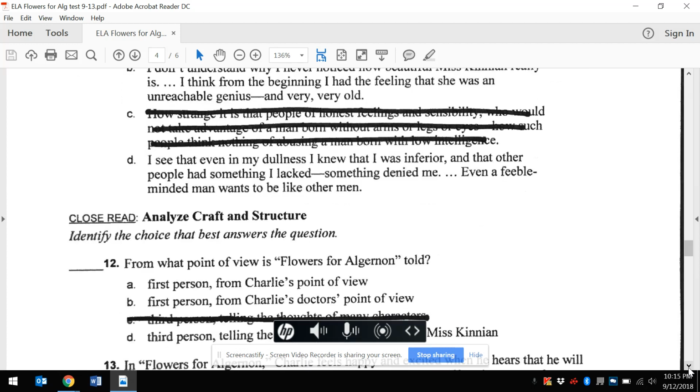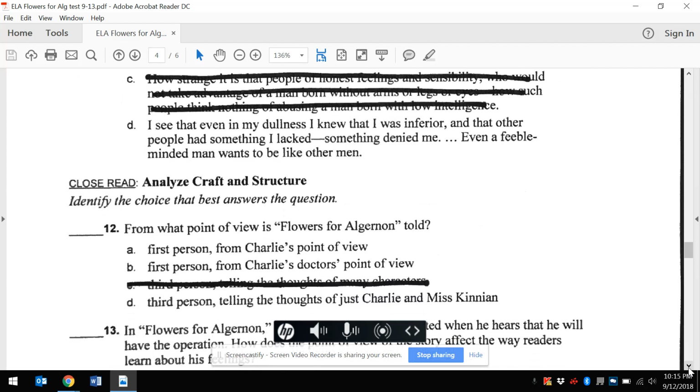All right, the next section is called Close Read, which is analyzing craft and structure. From what point of view is Flowers for Algernon told? A. First person from Charlie's point of view. B. First person from Charlie's doctor's point of view. Or D. Third person telling the thoughts of just Charlie and Miss Kinnian.